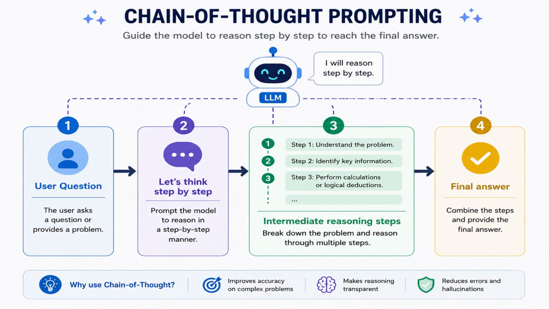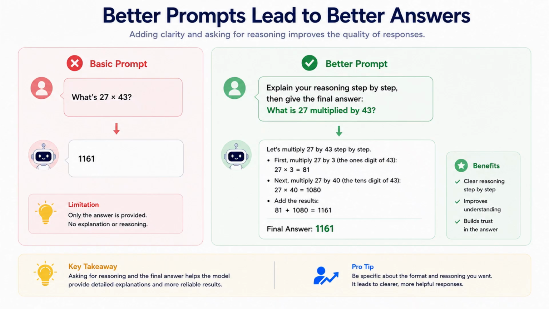The idea is simple. First, understand the problem, then we break it into small sub-steps. We reason through each sub-step. Finally, we combine the results to get the answer. For example, instead of asking what's 27 multiplied by 43 and expecting only a number, you might write: explain your reasoning step by step, then give the final answer. What is 27 multiplied by 43? Now the model will break the multiplication into parts, show intermediate calculations, and then produce the final result.